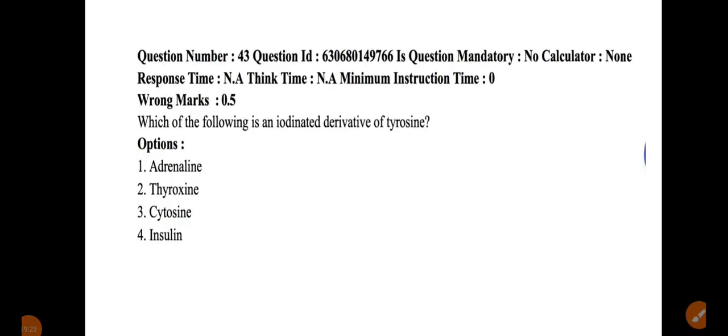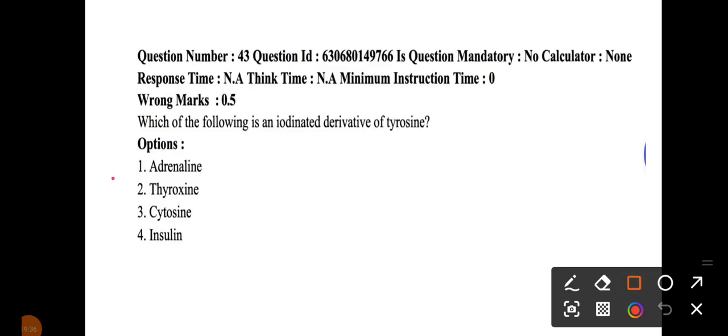Which of the following is an iodinated derivative of tyrosine? That is also again a very simple question. The options are adrenaline, thyroxine, cytosine, insulin. So what is the answer here? That is thyroxine. What is thyroxine? We have seen in pharmacology, thyroxine, the T4 hormone, right? T4 and T3, both are derivatives of tyrosine. That is the reaction, iodination and all those things, so you have to remember. Thyroxine, T4 and T3, are derived from the amino acid tyrosine, right?